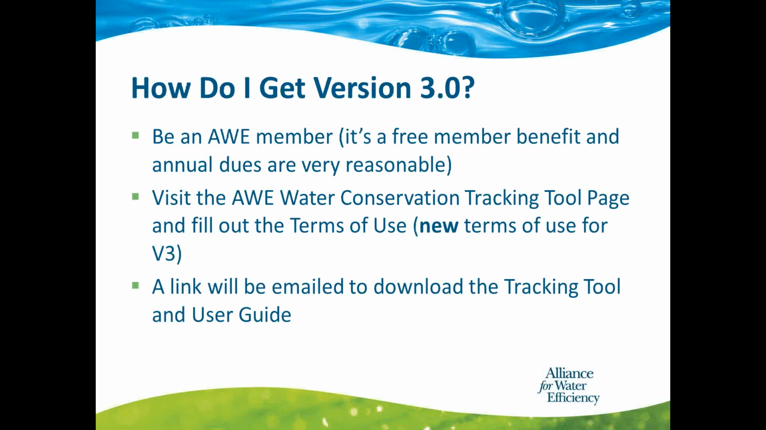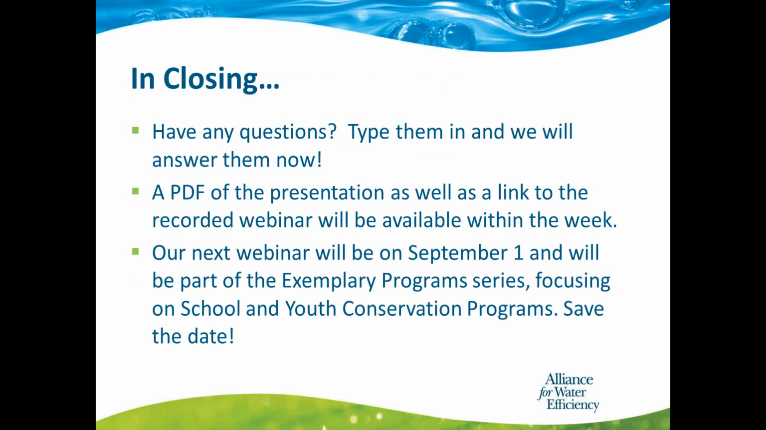So how do you get version 3.0? Well, you have to be a member, but then you have to visit our water conservation tracking tool page and fill out the terms of use. We updated the terms of use in addition to updating the tracking tool, so we're asking all existing members to fill out the new terms of use. And then we'll email you a link so you can download the tracking tool and the user guide. And I'll go out to our webpage and show you how you can fill out the terms of use and submit it.